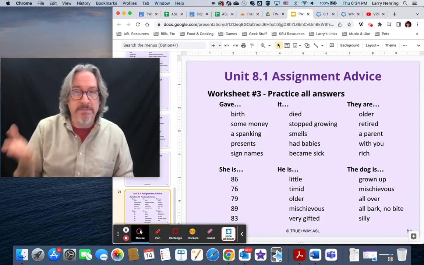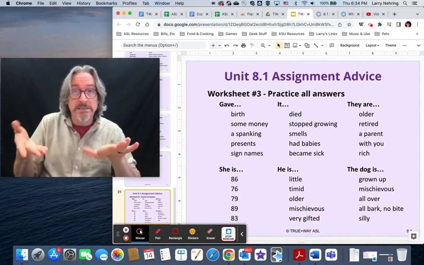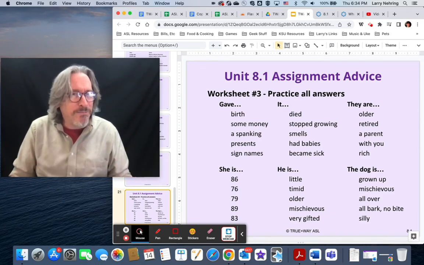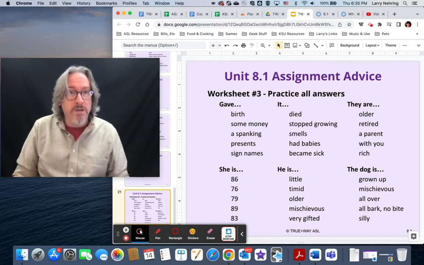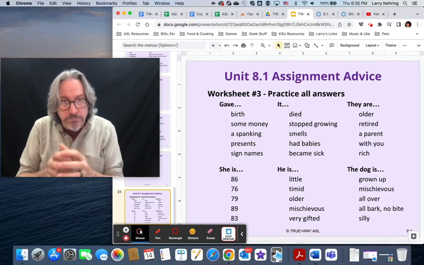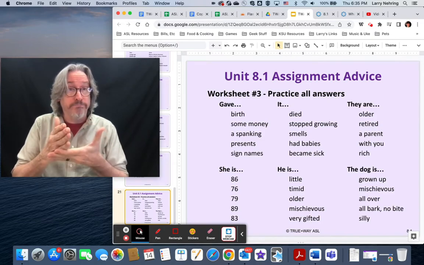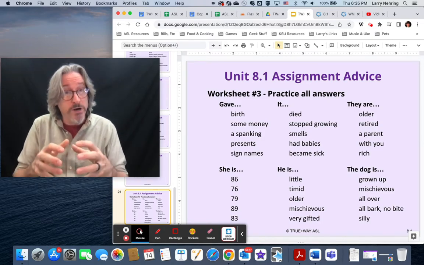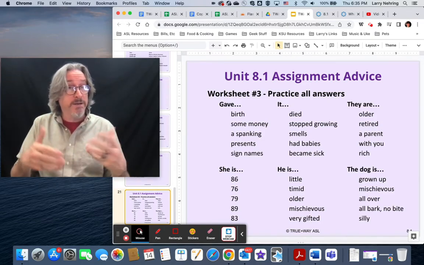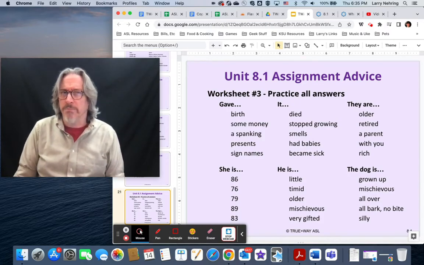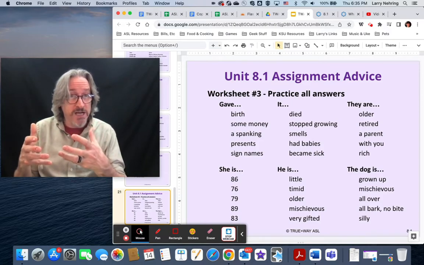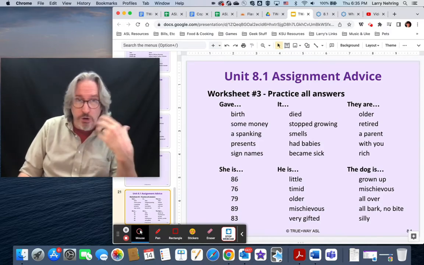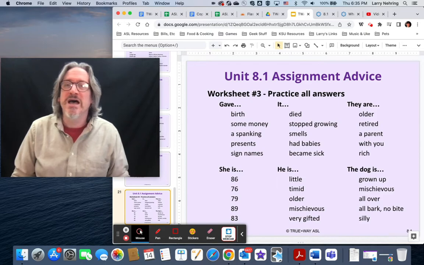So the next one, it's an animal. It died, stopped growing. Does it stop? A good way of showing that might be stop. Right. So you want to show the action first and then show it stopping. So that's getting a little complex to think about. But if you play around with how would you sign it and then watch the video, you'll know whether that's what it is or not.